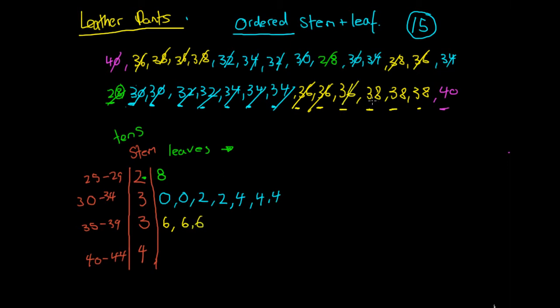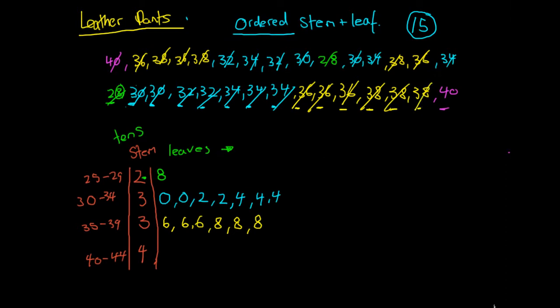For 38, this falls into our 35 to 39 category. So we have 3 lots of 10. We come down to this second 3, and we've got 8 units, so we put an 8 as our leaf. For 38 again, we've got 3 lots of 10. We come down to our second 3. We put an 8 into our units column. And for 38 again, we put an 8 into our units column.